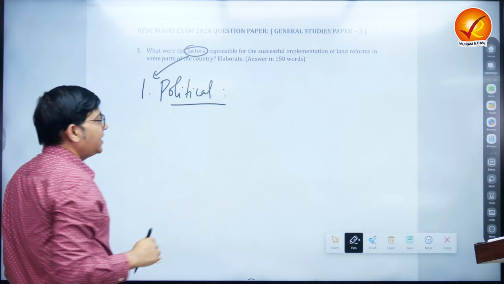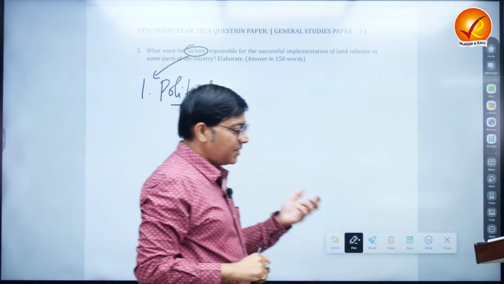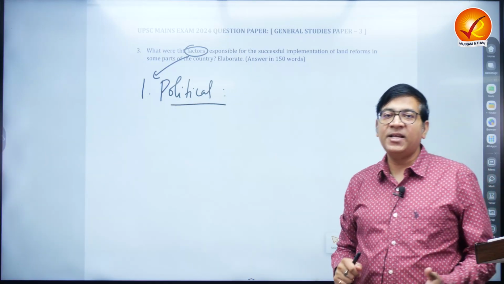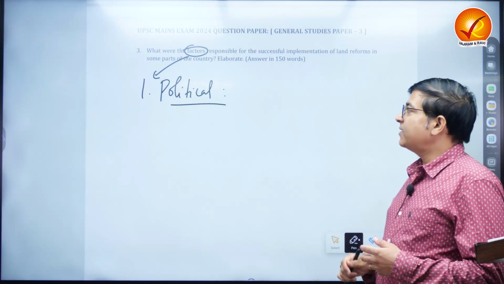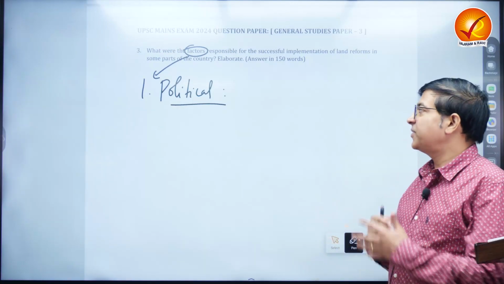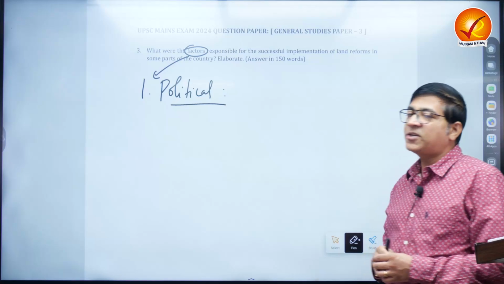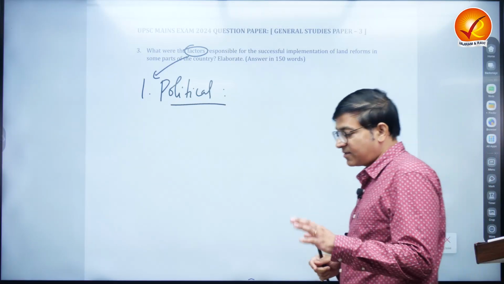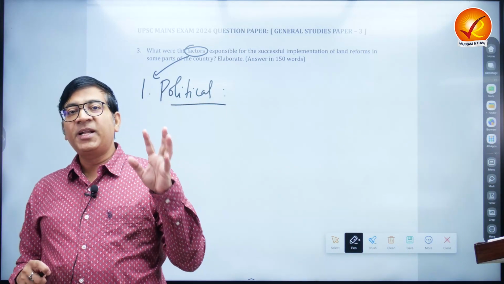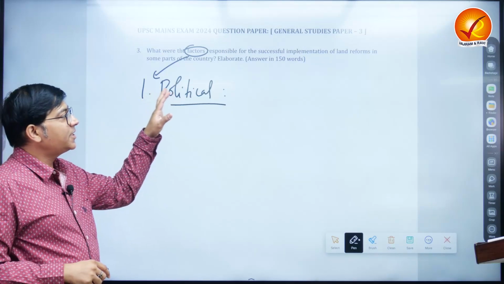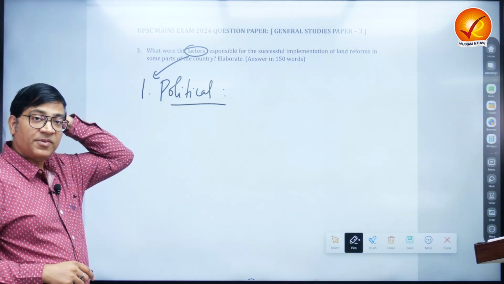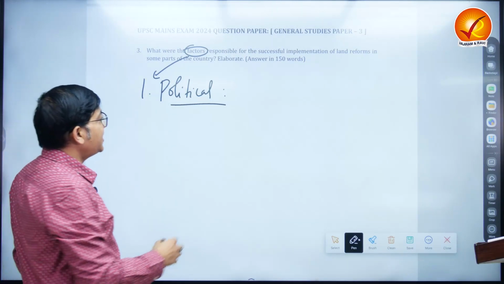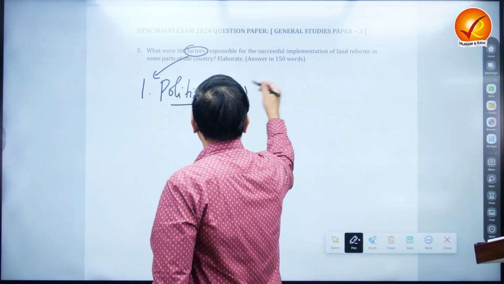Okay, because clearly, you can see, it is not entirely a question on economics. It is a question which is a good mix of the political aspect of land reforms as well as others. Political will was very important for the success of land reforms. How can we say that? You can give many examples.